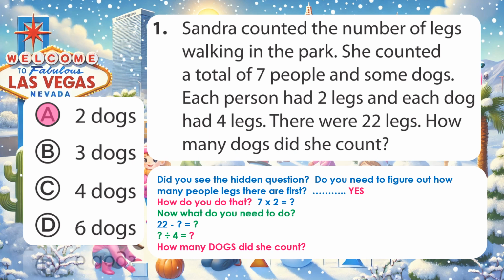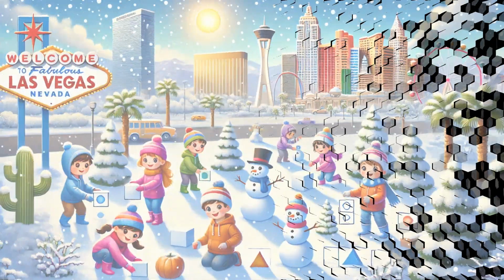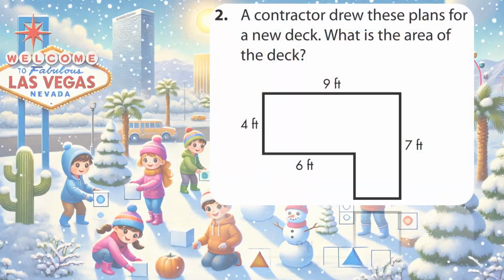All right, now that we're a little more warmed up, we're going to take the training wheels off. Let's get into our next question. A contractor drew these plans for a new deck. What is the area of the deck? Okay, we need to find the area. That's all of the space inside these lines here. How do we do that? Well, we've got lengths here, and we multiply length times width on rectangles and squares.